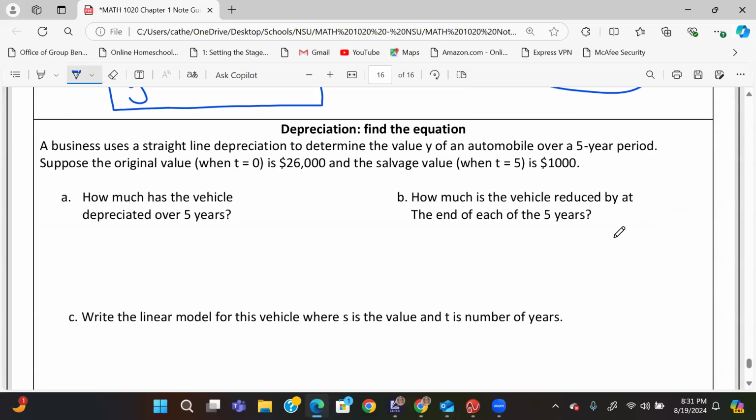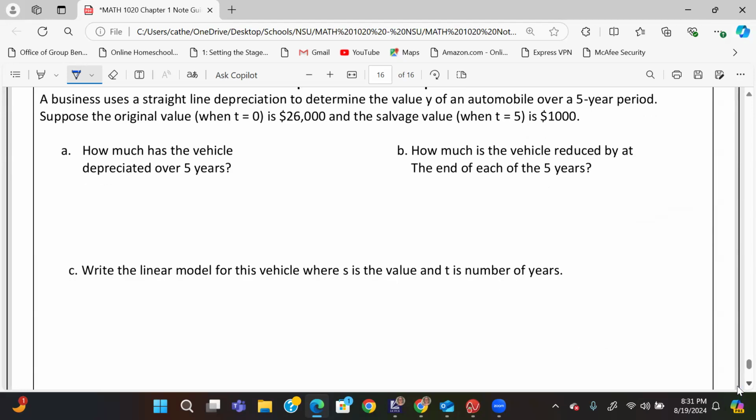All right. We have a vehicle. We're going to look at the value of this vehicle over a 5-year period. The original value when t equals 0 is $26,000. The salvage value after 5 years, when t is equal to 5, is $1,000. Okay, so I guess we had a lot of accidents or it was poorly made.